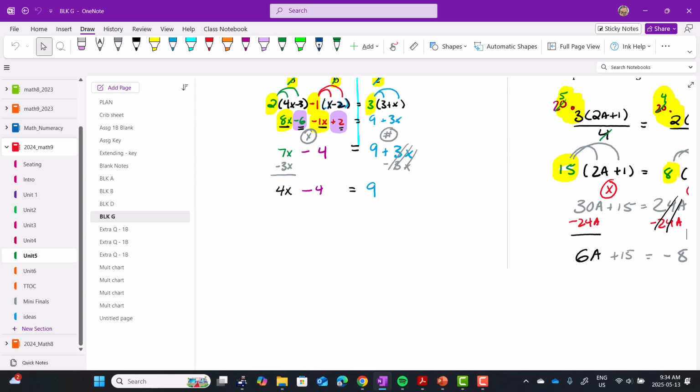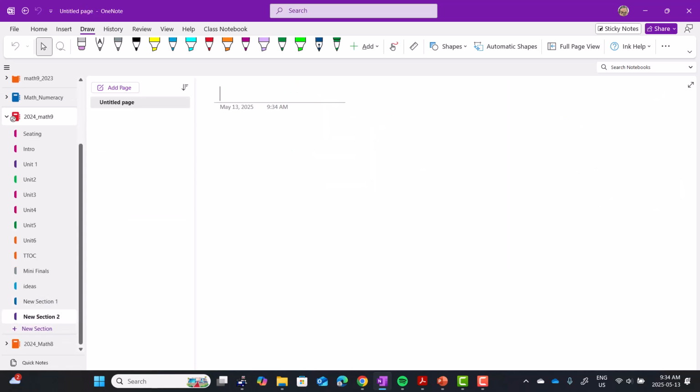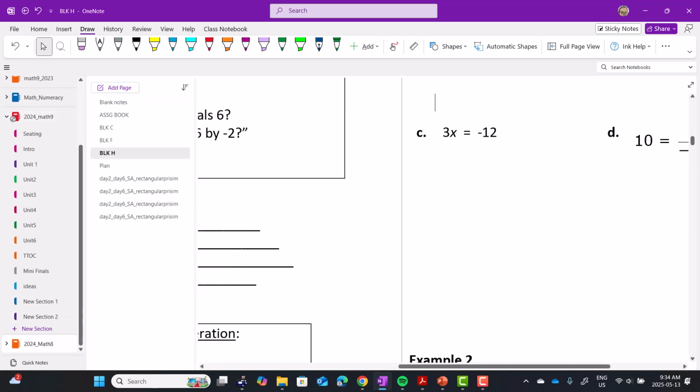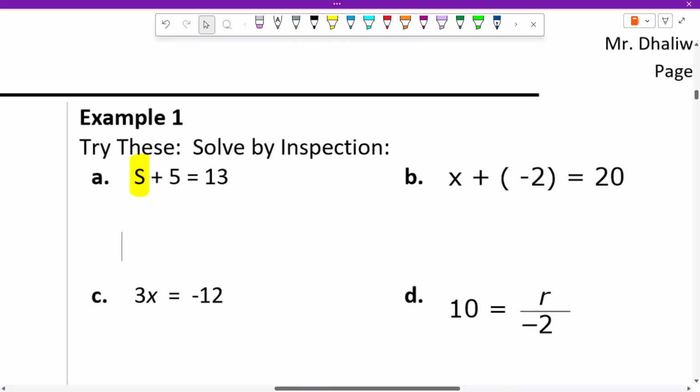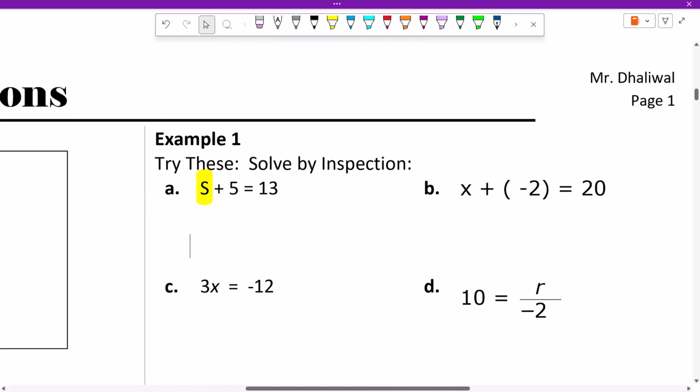All right, so let's go back to our class right here. Instead of using the inspection method, which for a lot of you is common sense stuff, I'm going to go through what the steps are, so that when questions get more complicated, we are going to be able to solve them.